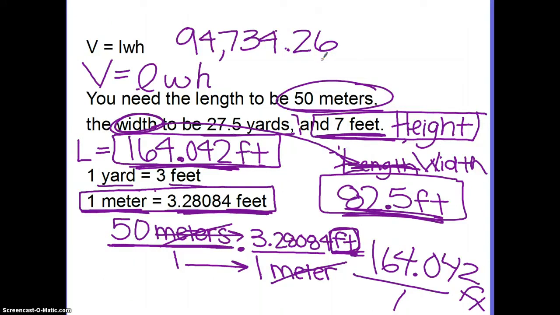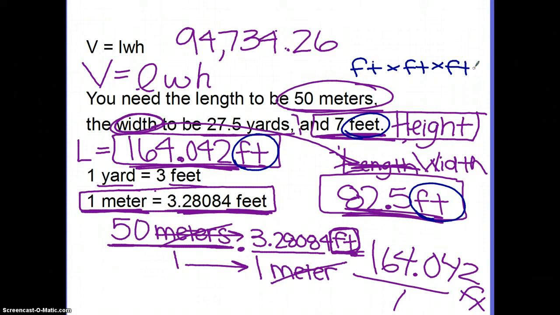And notice when we did that, we multiplied 7 feet times 164 feet times 82.5 feet. So we were timesing feet times feet times feet.